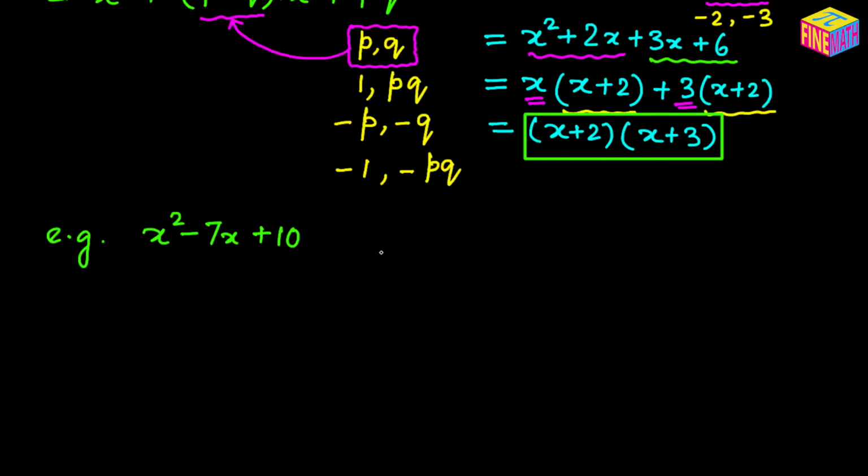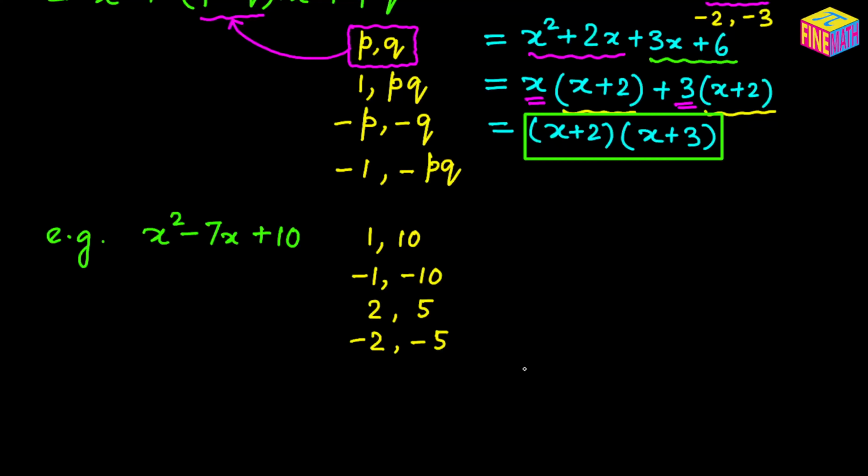One pair could be positive 1 and positive 10. So I'm writing it like this. Another pair could be negative 1 and negative 10. Another pair could be positive 2 and positive 5. And another pair could be negative 2 and negative 5. Are there any other combinations possible? We have to factor 10 into two suitable factors, right? So I think those are the possible combinations that we can get for positive 10, right?